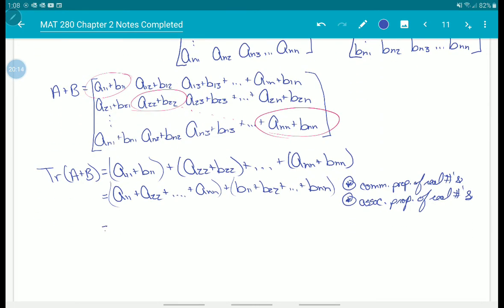And by definition, this is the trace of A. And this is the trace of B. So our goal was to prove that the trace of A plus B is equal to the trace of A plus trace of B. And we can do that just by defining two matrices, finding that sum, and then finding the trace of that sum, and then playing with those properties of real numbers to go back to that definition of what the trace of A would be and what the trace of B would be. So we proved it. We're done.